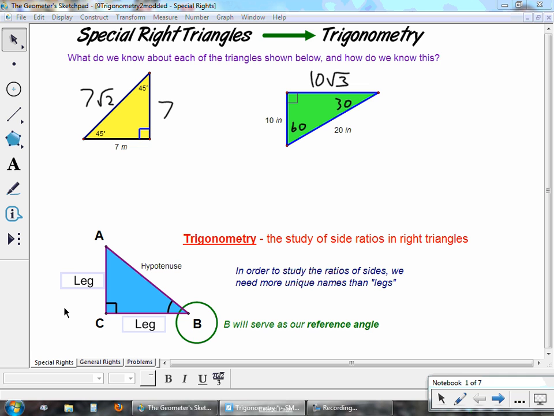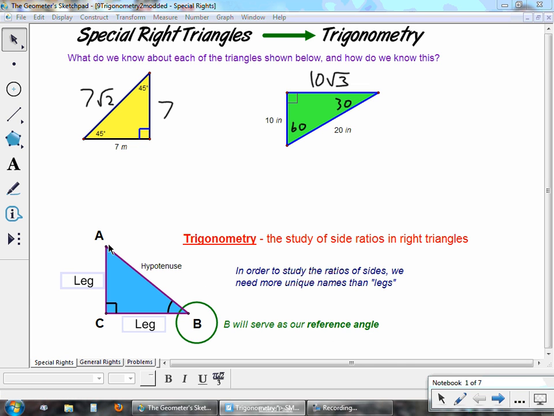For trig, that's not good enough. I need to be able to distinguish the short side from the middle side. Just like in the 30, 60, 90 triangle, remember we had to call the short side A and we had to call the middle side B? That was very important to know those ratios. Same thing happens here. So leg and leg just aren't good enough. So what we do is we establish what's called a reference angle.